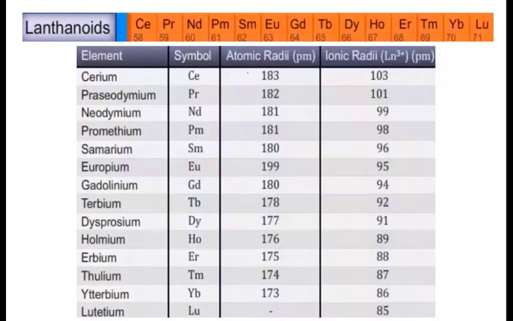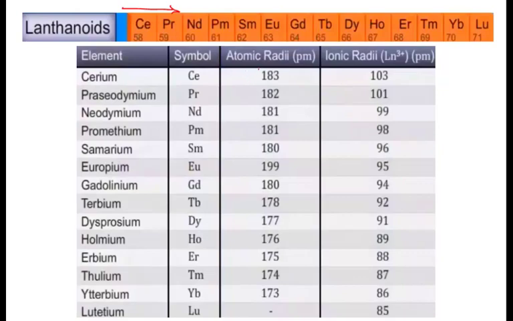Atomic radii along the series, from cerium to lutetium, generally decrease. The reason is the same: along the period, due to increased nuclear charge, the size goes on decreasing, or the radii go on decreasing. The same trend is followed in ionic as well as atomic radii.